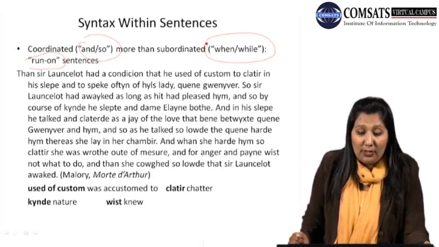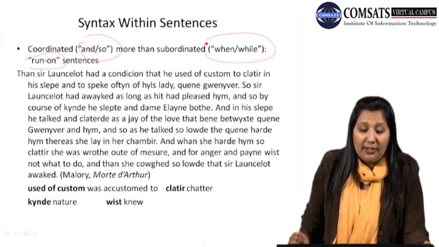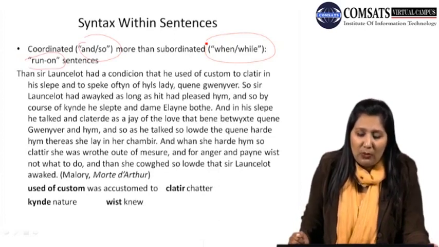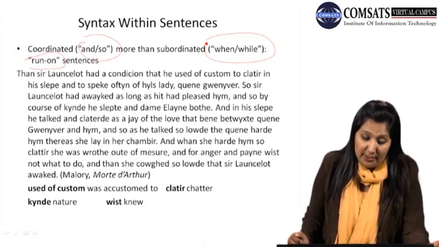And so as he talked so loud, the queen heard him as she lay in their chamber. And when she heard him so clatter, she was wroth out of measure, and for anger and pain wist not what to do. And then she cried so loud that Sir Lancelot awaked.